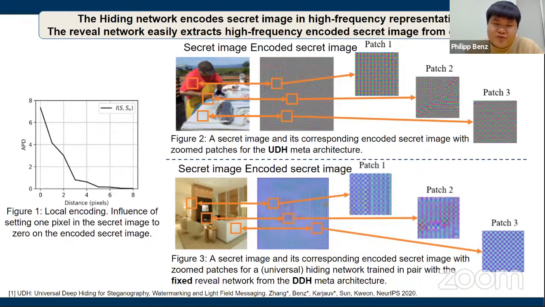But here we try to play a trick, so our work can still help visualize how the original DDH encodes the secret image. Basically here we have the whole pipeline with the hiding network H and the revealing network R. Now we try to combine the H in the UDH and the R in the DDH. By combining them, we can then visualize how the secret image is encoded in the DDH hiding network.